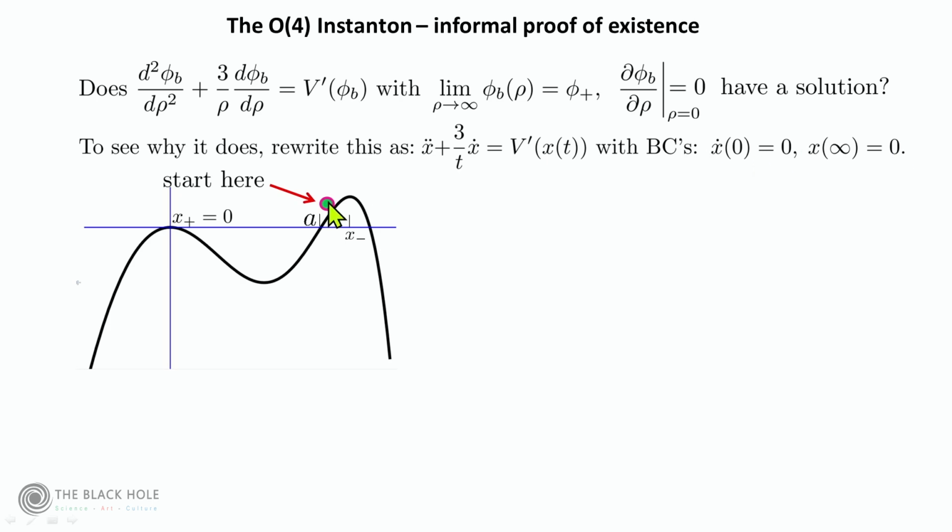Suppose that you start off rolling a ball from here. Now if you start too close to the top over here, then this ball will roll down and it'll jump over the other side. Remember that the final condition, the boundary condition, is that x at infinity has to be equal to 0. So after a long time, this ball has to come to a stop right at this very point at the top.